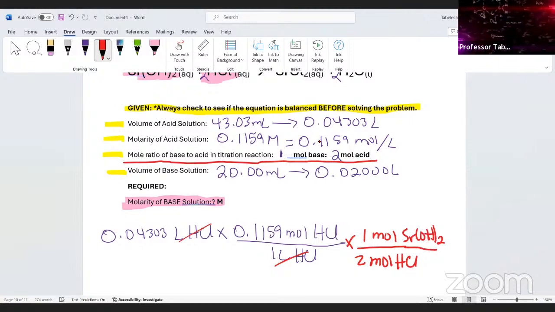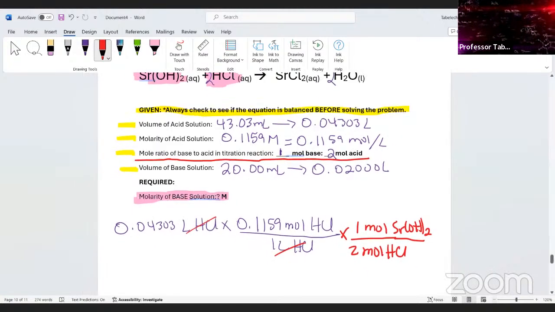Okay, right there. So let me zoom out a little so y'all can see the whole screen. Okay, there we go.